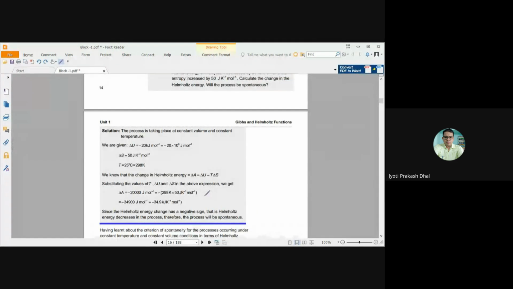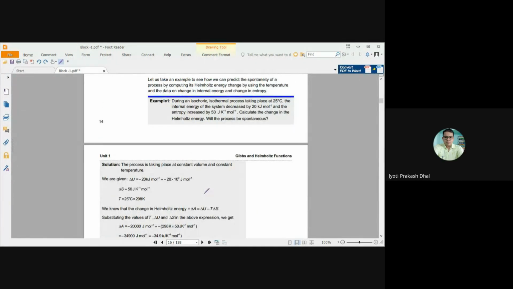So here we will discuss one numerical example. The question is like this: during an isochoric isothermal process, isochoric means the volume will be constant, and isothermal means the temperature will be constant. That means the Helmholtz free energy factor will be there in order to define the spontaneity of the process.